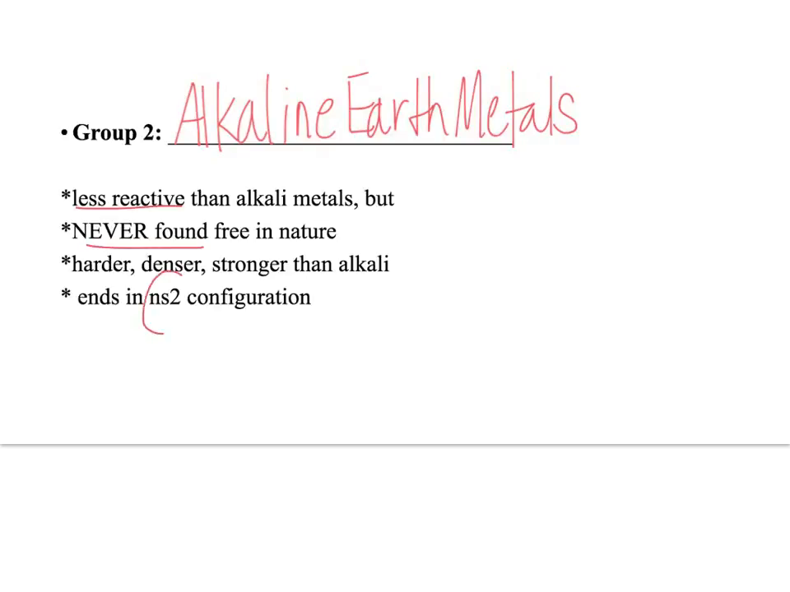And then they end, of course, in that ns2 configuration. So we would have 2s2, 3s2, etc. Because they have those two valence electrons to give away, they tend to form a +2 ion when they're participating in compounds.